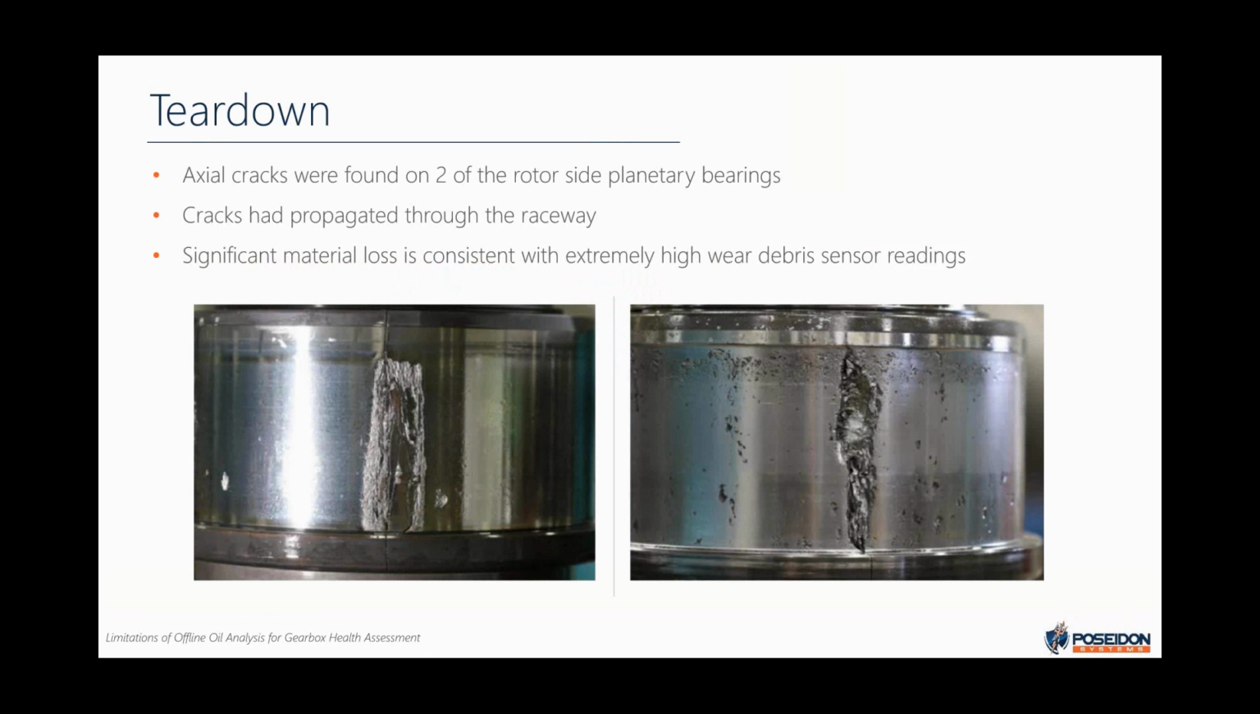So axial cracks were found on 2 of the rotor side planetary bearings. These cracks had propagated through the raceway and were creating massive amounts of wear debris in the system. These 2 pictures show the faults, and it's pretty obvious that the significant material loss in these cracks is consistent with the readings that our online wear debris monitor was showing throughout the 2-year life of that wind turbine.